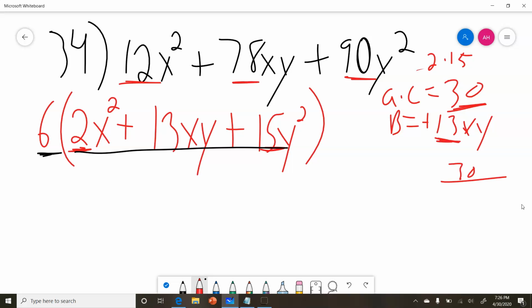So let's say what times what is 30? Ooh, we got 2 and 15. When those are added together, you get 17. But look at this, 3 and 10. Ooh, there we go. We got 13.